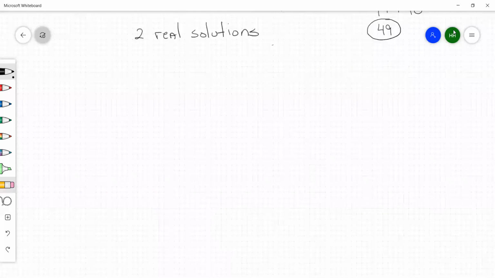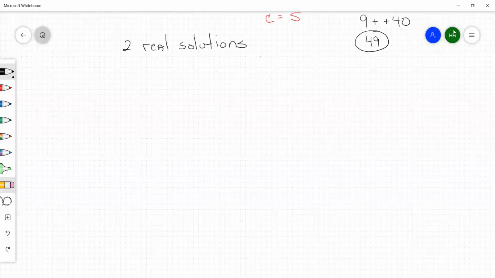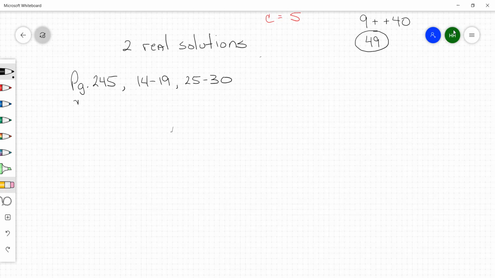So you guys that are in class, your assignment's going to be, I got another handout for you. It's page 245. We'll do 14 through 19. And then 25 through 30. And we always want to be sure that we check focus for homework.